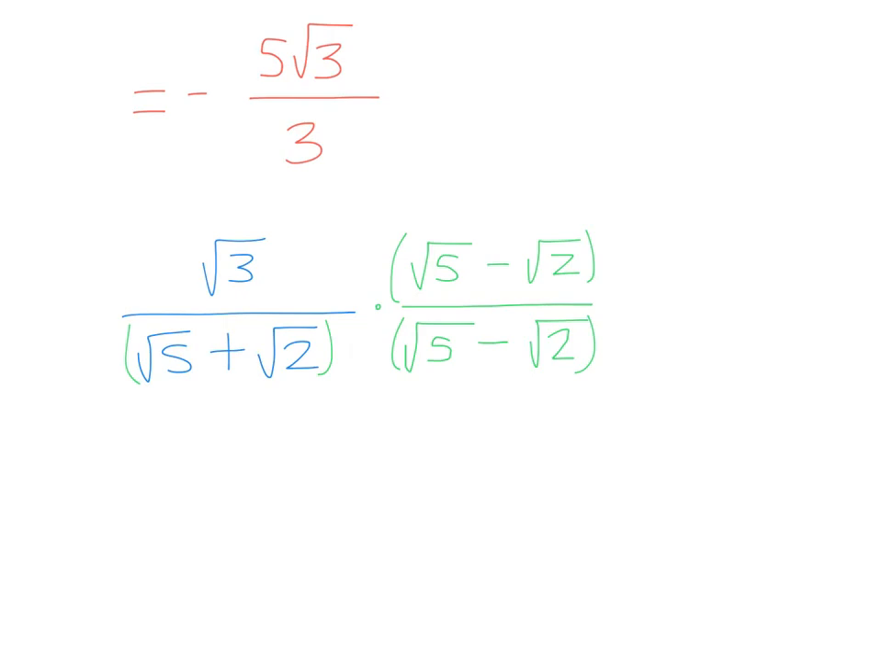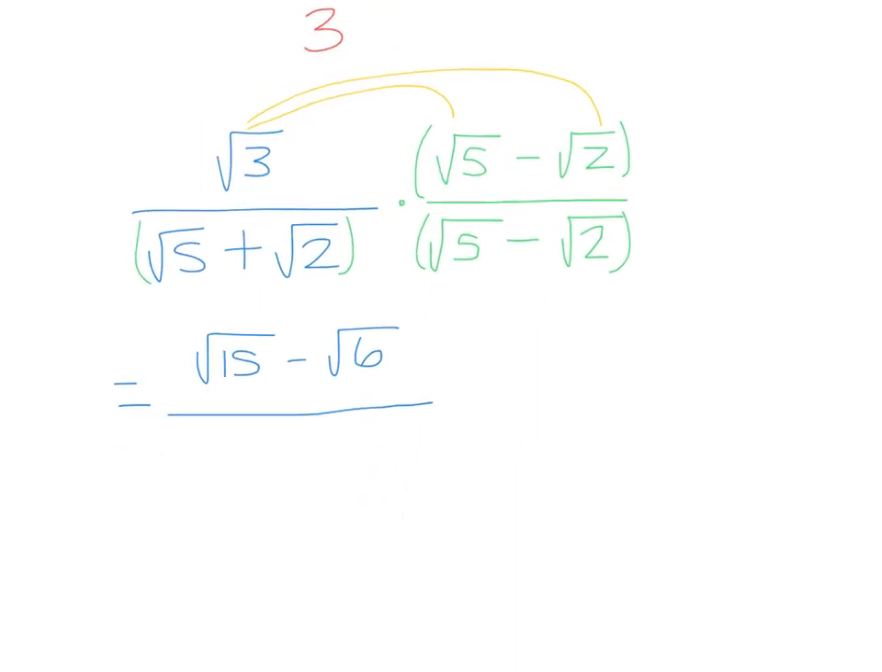So next step is we go to multiply. In the numerator, we are going to distribute that square root 3. So square root 3 times square root 5. We multiply the 3 and the 5, and we get square root 15. Multiplying square root 3 times a negative square root 2, we get negative square root 6. That takes care of the numerator.